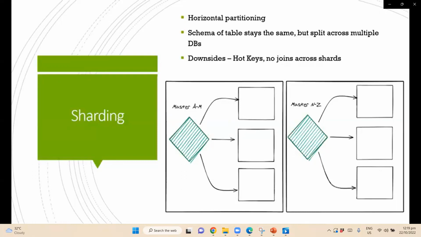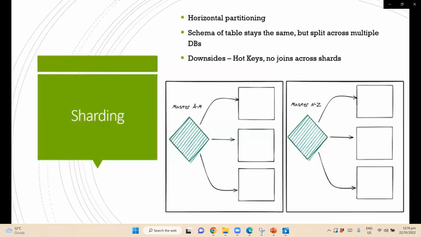The big upside, of course, is that you can now handle more traffic. The downside is what's called hotkeys. Let's say names starting with X, Y, Z aren't going to have as much traffic as certain other letters. So it can result in uneven traffic if you're not careful about how you're sharding your database. You also can't join across these shards because the data is separate. If you do, it's going to be very slow.